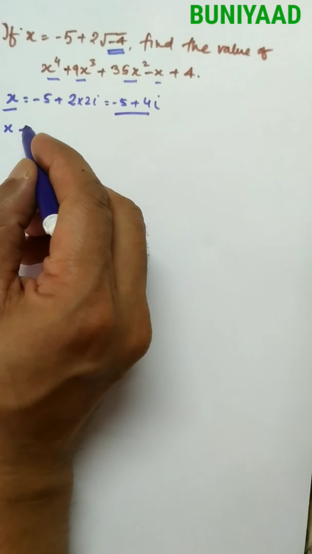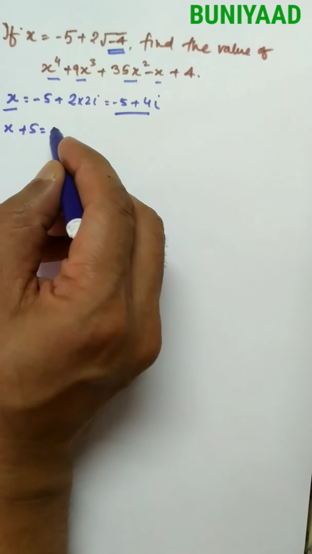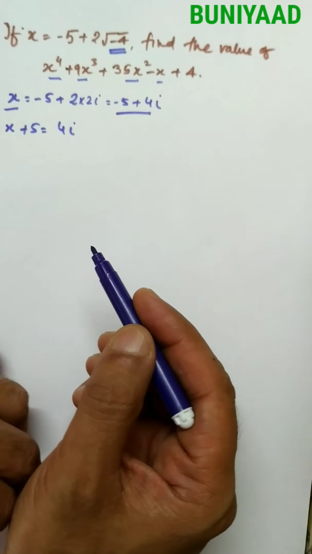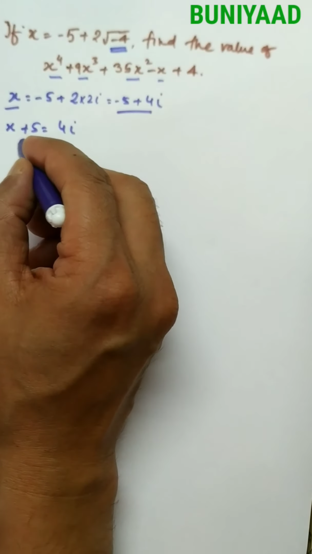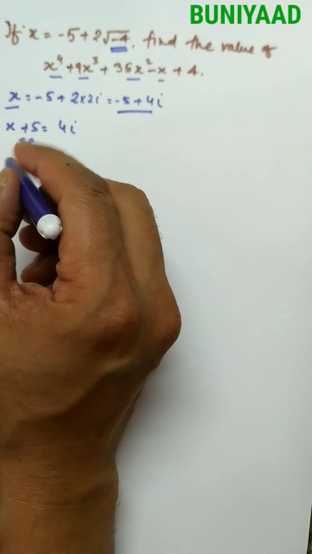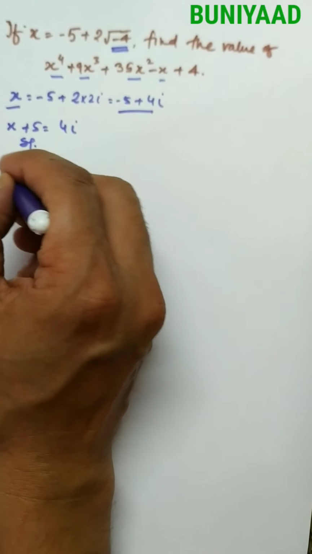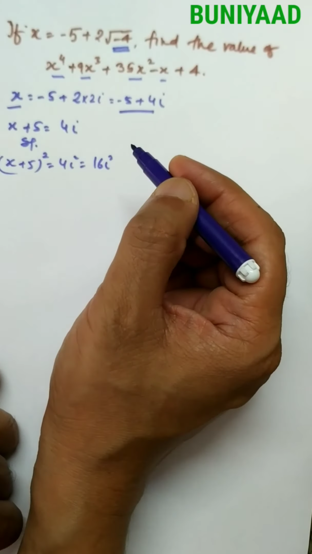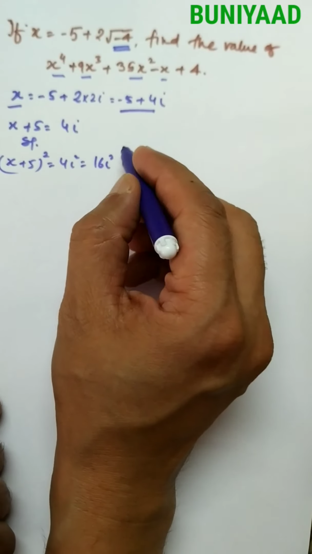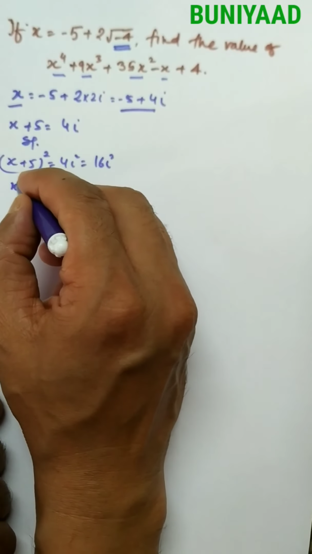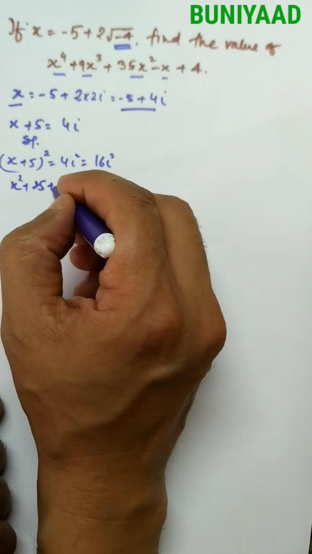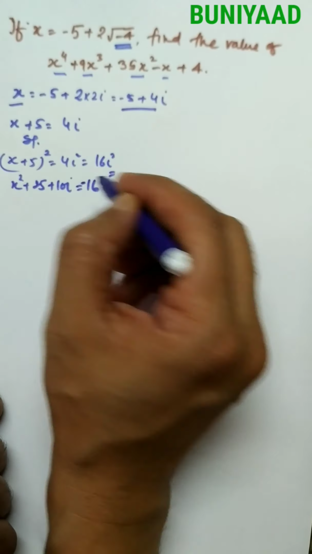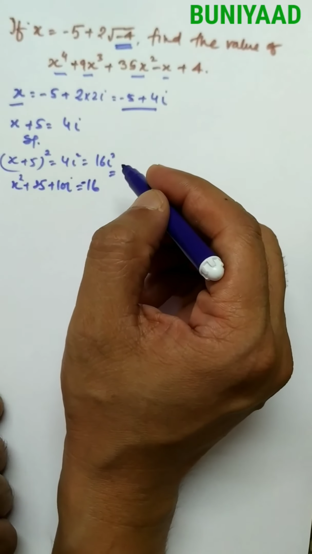x plus 5 equals to 4 iota. My purpose is to remove this iota from here. How can you do it? By squaring both sides. So this becomes x plus 5 whole square equals to 4 iota square, that is 16 iota square, and this will be a square plus b square plus 2ab equals to 16 iota square, and iota square is minus 1, so this will be minus 16.